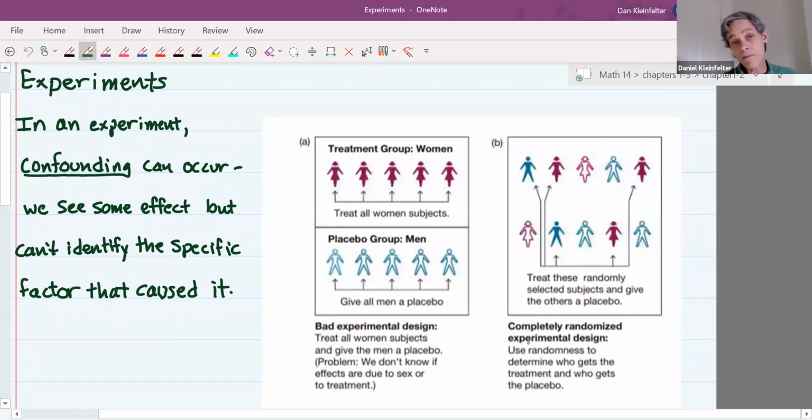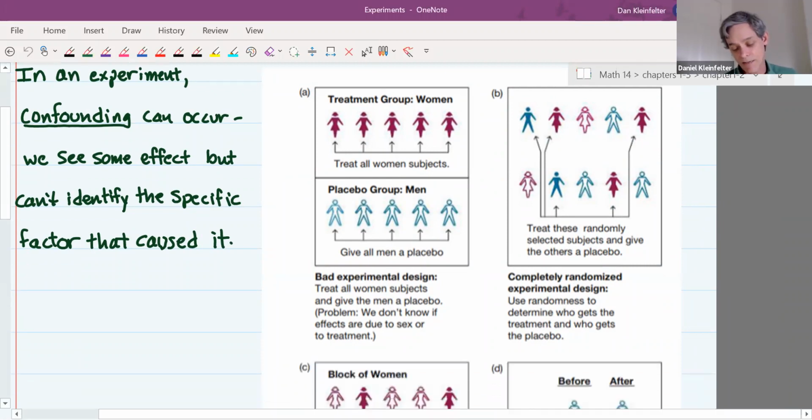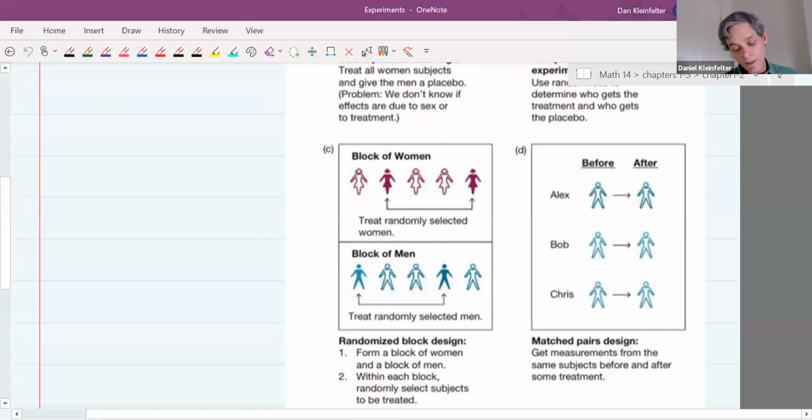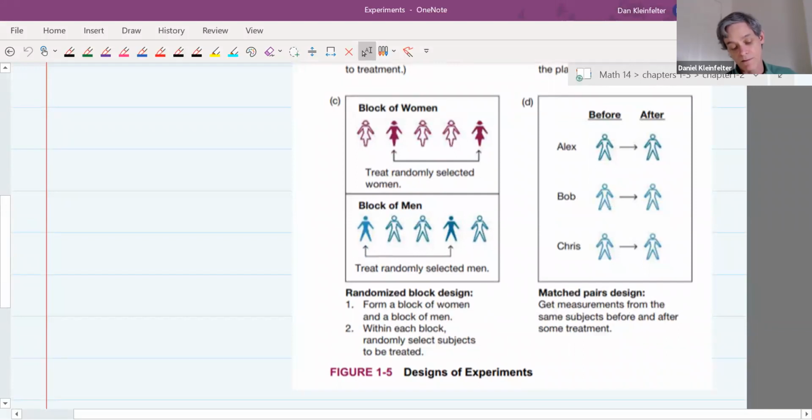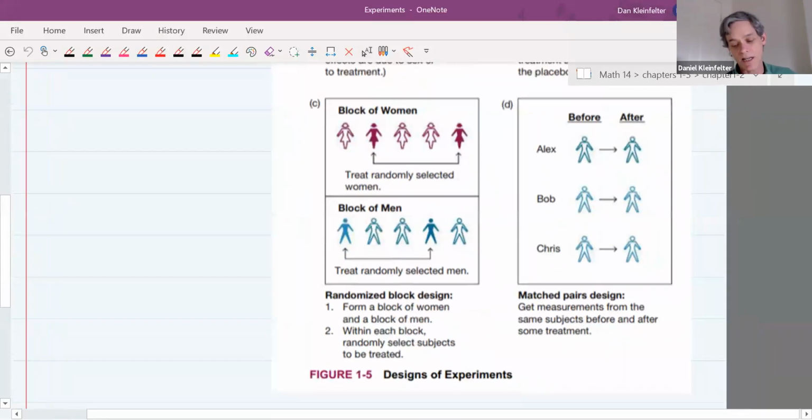Okay, a completely randomized experimental design instead treats randomly selected subjects and gives the others a placebo. So basically everybody is just mixed, and then some people are randomly chosen and given the medicine, some people are randomly chosen and given the placebo. Okay. A randomized block design. We have a block of men and a block of women, and then within each group, a subset is chosen and subjects are treated within each block.